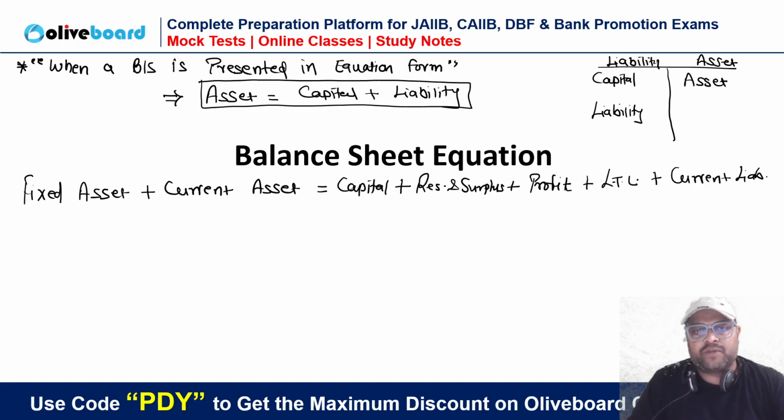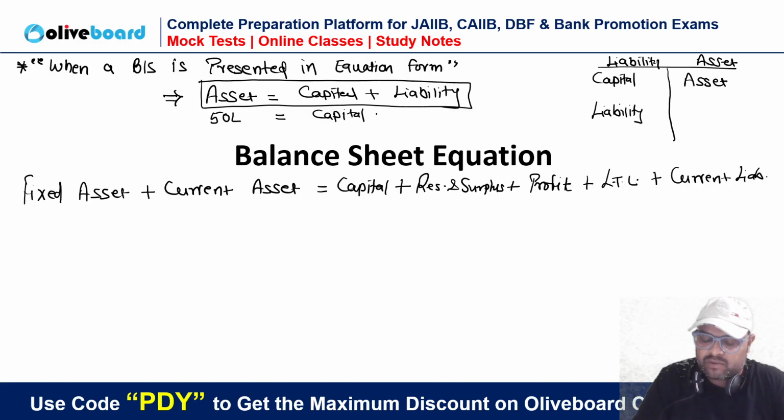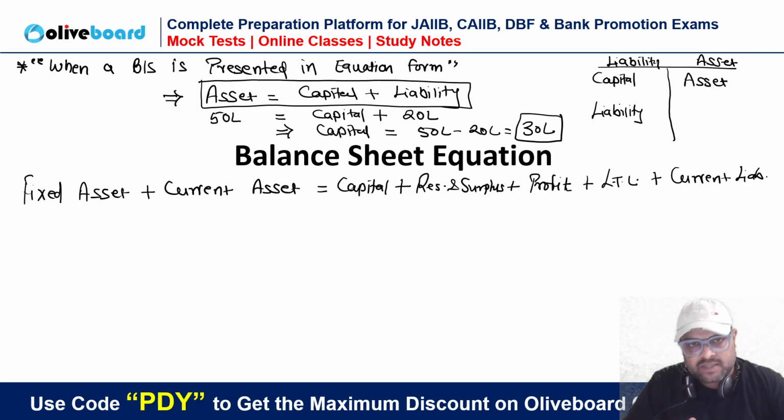Now what type of questions do they ask? Based on the first basic equation, they will give you, like, the value of the asset as 50 lakhs and capital is missing. They ask about the capital. They will give you the value of liability, that is 20 lakh, and accordingly we can calculate the capital: 50 lakhs minus 20 lakhs, that makes 30 lakh. So that type of simple question they ask first.